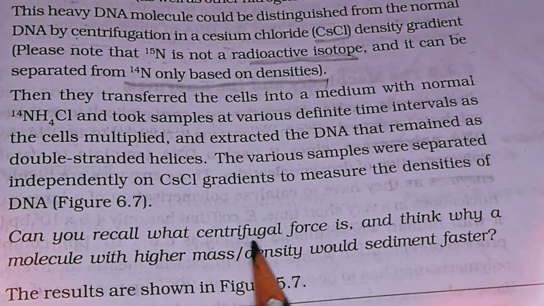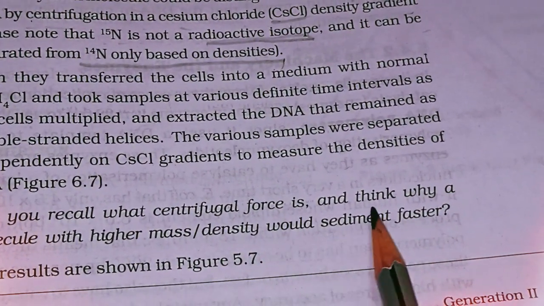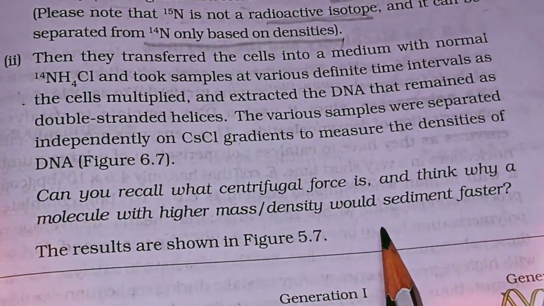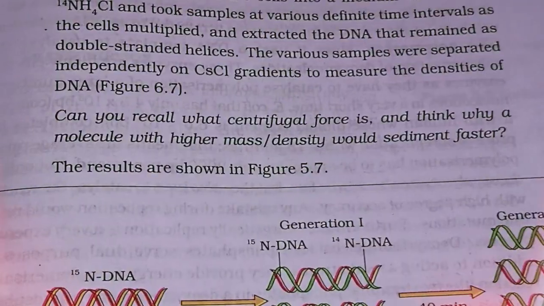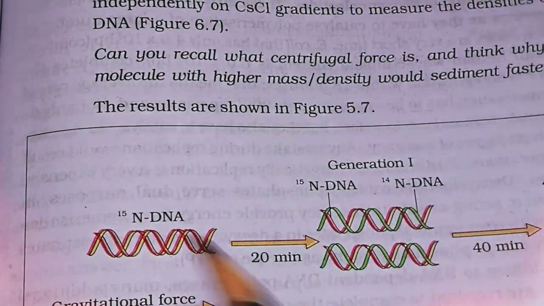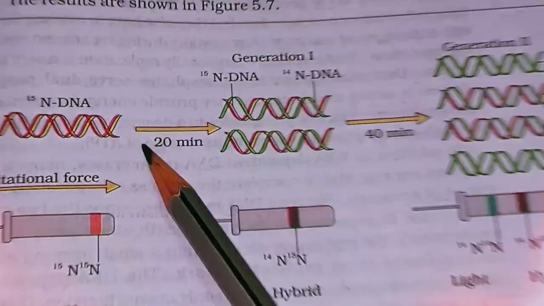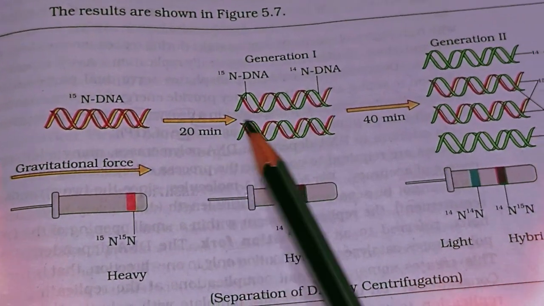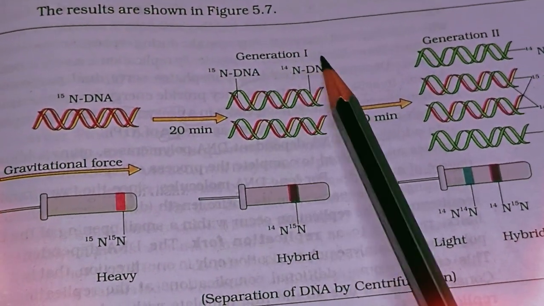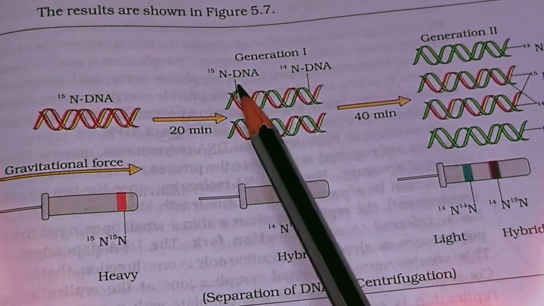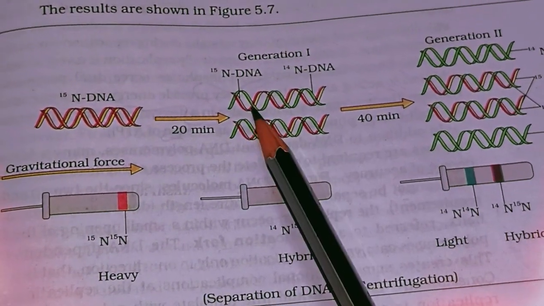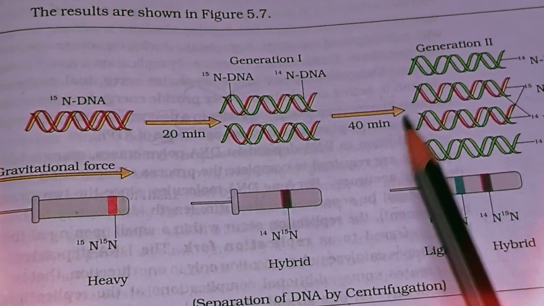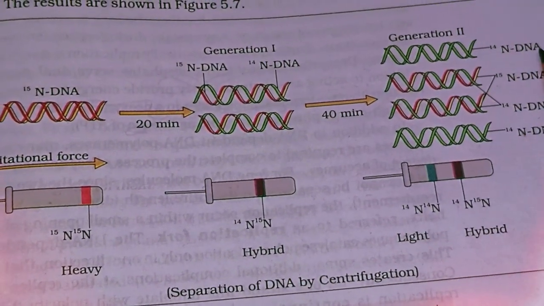Can you recall the centrifugal force and think why the molecule with the higher mass density would sediment faster? The results are in this way. We can see in this figure the N15 DNA, and when it goes into generation, the blue color is N15. After 40 minutes, it was generated in only blue.